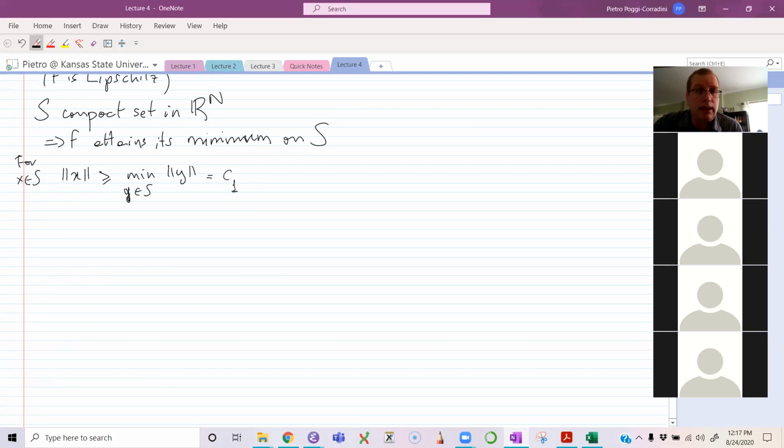And because f attains its minimum, then it has to be strictly positive. Otherwise, if the minimum was attained and was 0, then the vector would be 0. But that's a contradiction. It would not be in S anymore. All right, so we have a strictly positive number here, C1.